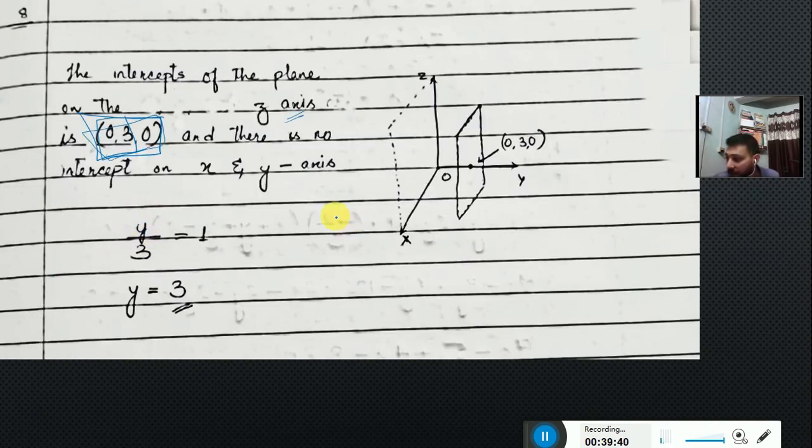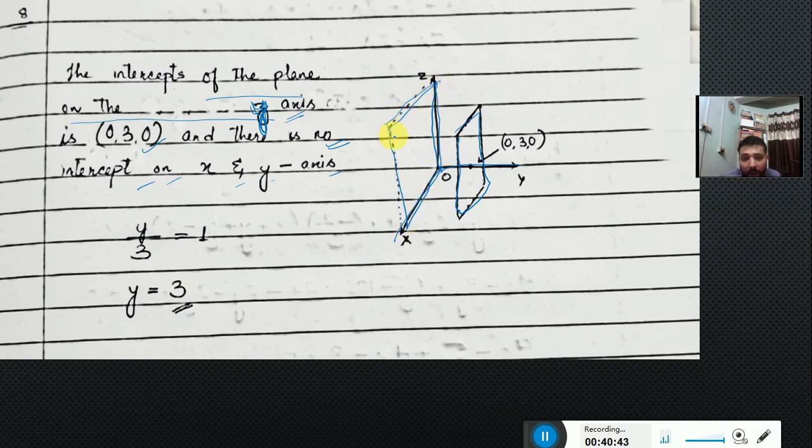Question number 8 says, find the equation of a plane with intercept 3 on the y-axis and parallel to the z o x plane. Here see the intercept of the plane on the y-axis is 0, 3, 0. That means there is no intercept on the x and z axes. So you can see this is my x, this is my axis, and the plane is passing through the y-axis and parallel to the z o x plane.